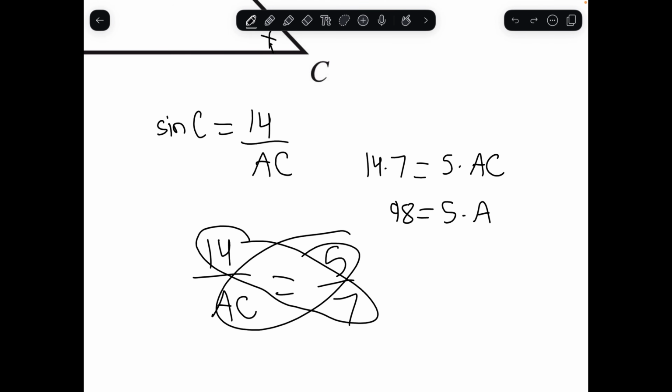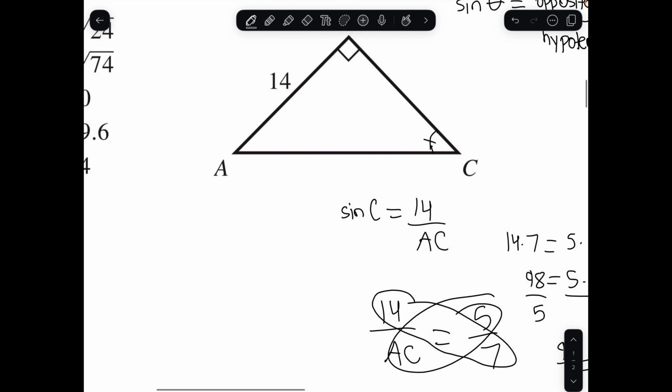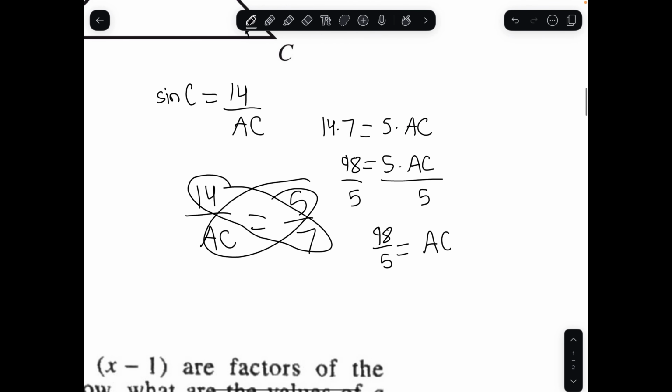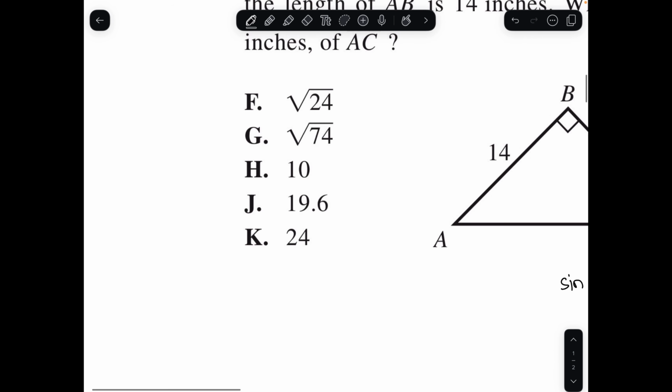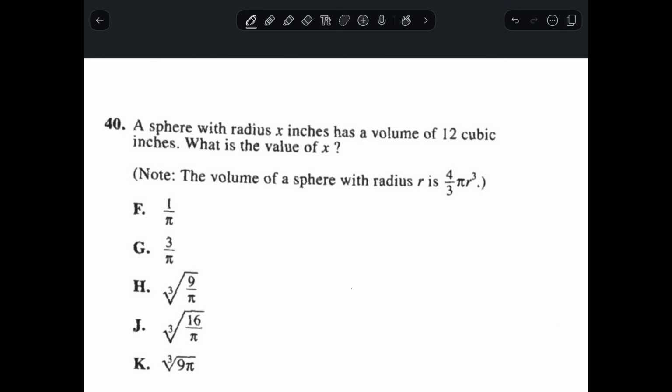14 times 7, that is 98, equals 5 times AC. And if I solve for AC, I would divide by 5, divide by 5. It would be 98 over 5 equals AC. And 98 over 5, that is 19.6. So the answer is J, 19.6.